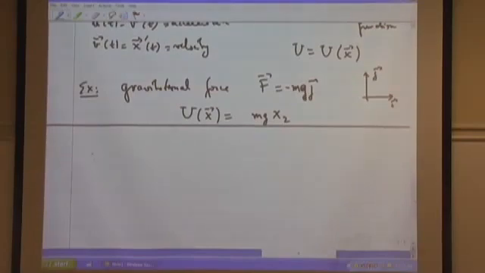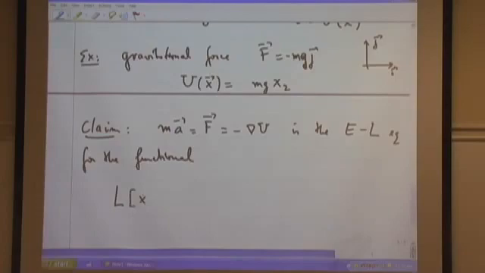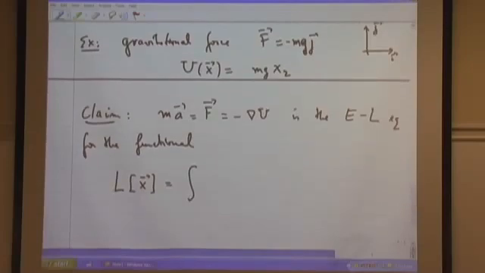Okay, so the claim is the following, that ma equals F, this particular F that's conservative, so that is minus the gradient of a potential function, is the Euler-Lagrange equation or system for the functional I, given by the following function of x and x dot, x prime, dt.